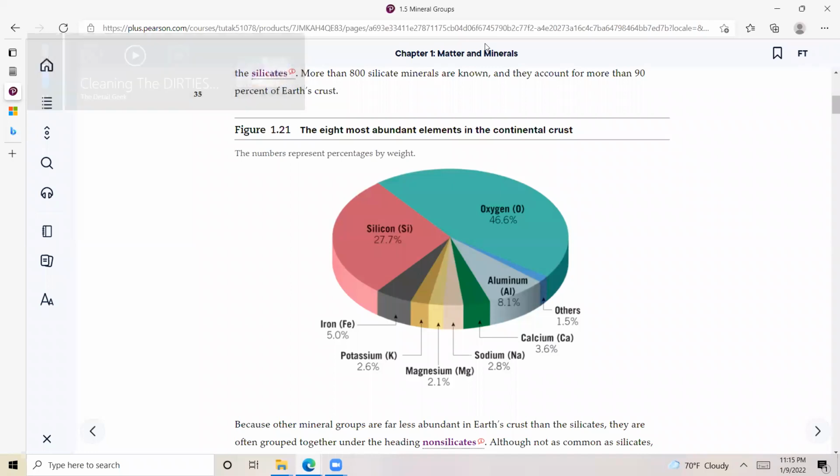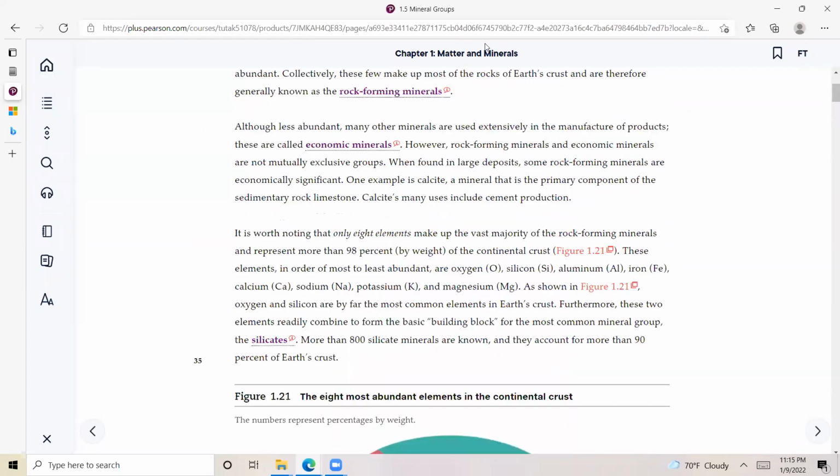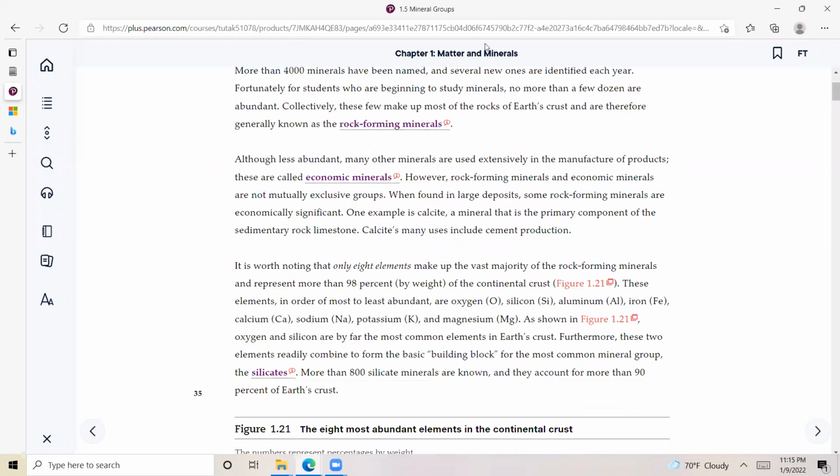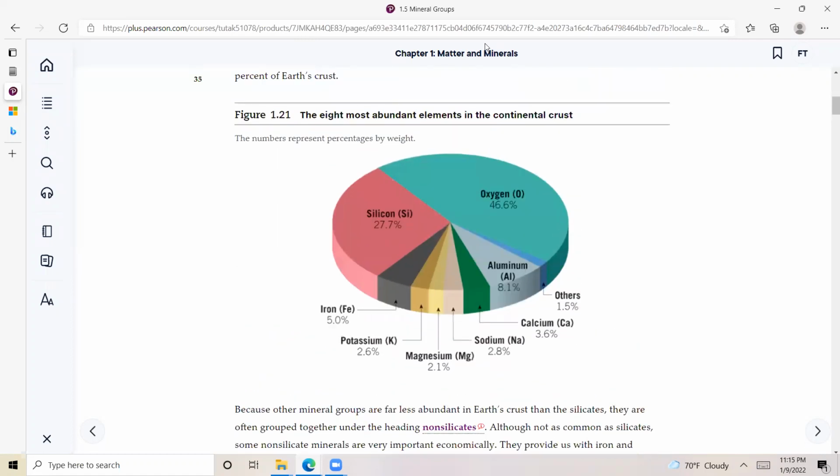Last section is mineral groups. We'll talk about the 8 most abundant elements in the continental crust here. As you see in this figure, the crust contains elements oxygen, silicon, and you can read the rest.